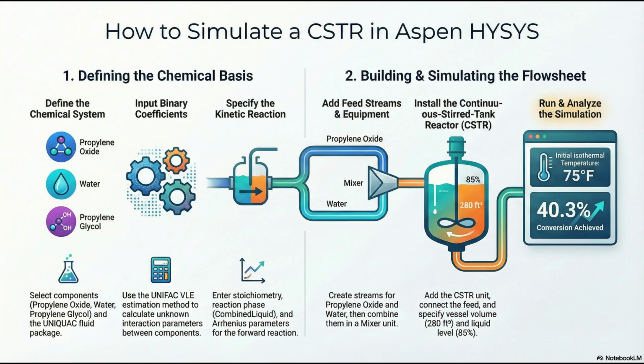In this simulation, propylene oxide and water enter a journey of controlled reaction. We define the chemistry, set the kinetics, and build the flow sheet that feeds a continuously stirred reactor. As the CSTR mixes and transforms the components, Aspen HYSYS reveals the outcome. At 75 degrees, the system achieves over 40% conversion, bringing the reaction to life on screen.